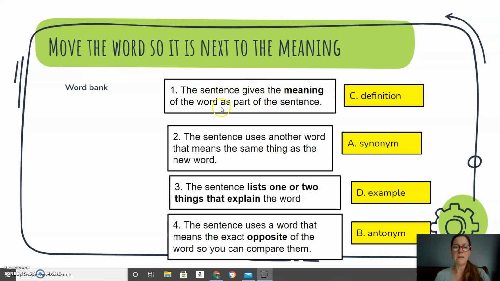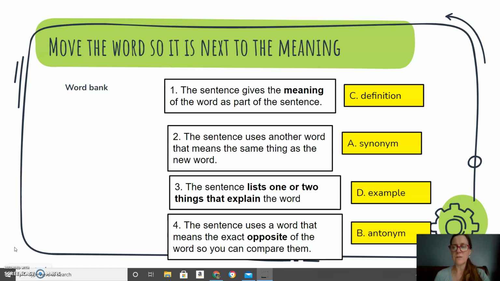The sentence gives the meaning of the word as part of the sentence. That's a definition clue. The sentence uses another word that means the same thing as the new word. That's a synonym clue. The sentence lists 1 or 2 things that explain the word. That's an example clue. The sentence uses a word that means the exact opposite of the word so you can compare them. That's an antonym clue. So I need you to study these.